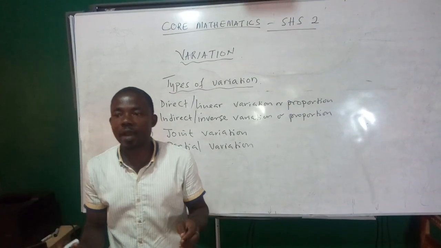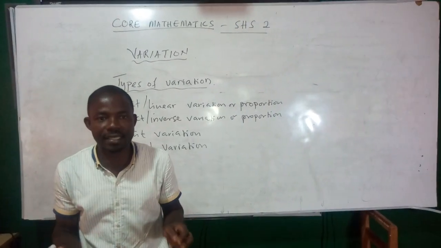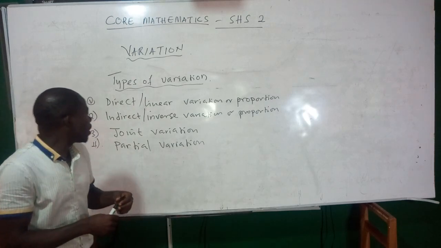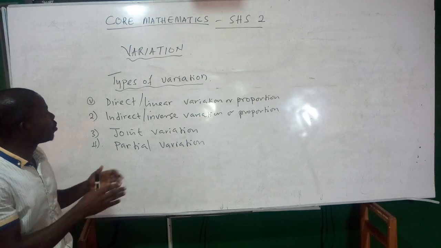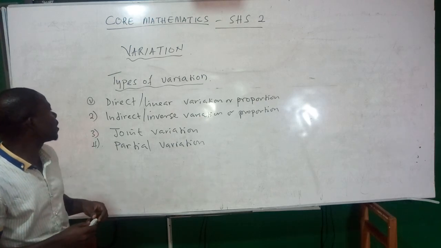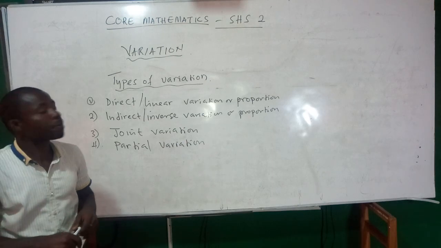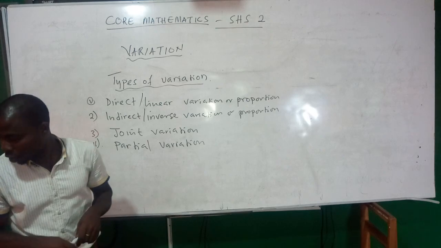I know whenever you are asked to give the types, you will be able to give it as at now. At this stage, we will take them one after the other, and then we look at what each entails. So first, we will look at the direct or the linear variation or proportion.